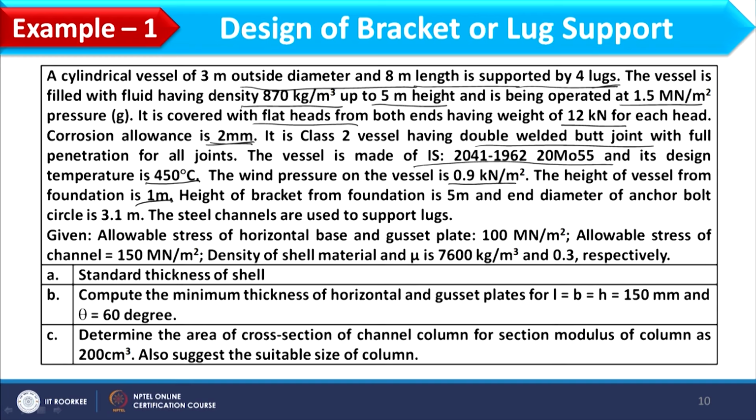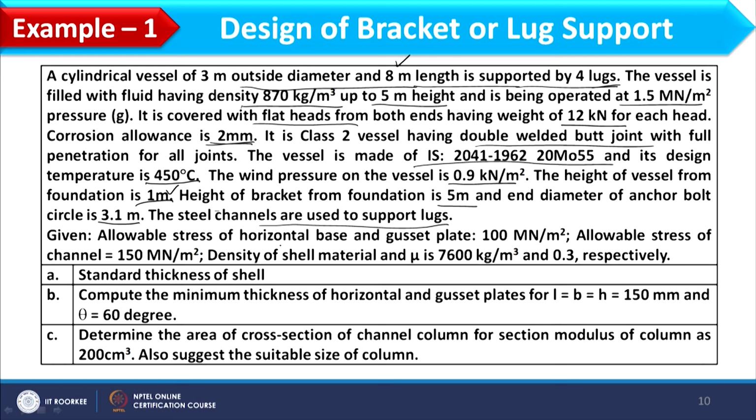Height of the vessel from foundation is 1. So, total height of the vessel is 8 and height from the foundation is 1. So, from foundation total height of vessel should be 9 meter. So, height of bracket from foundation is 5 meter. So, this is basically the length of the column. End diameter of anchor bolt is 3.1 meter and steel channels are used to support the lugs.